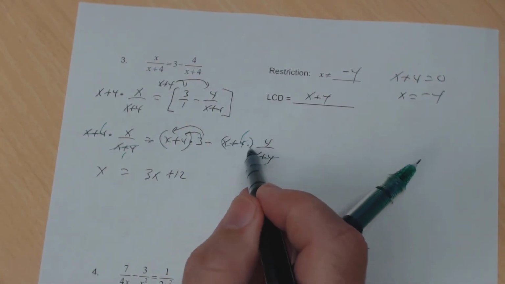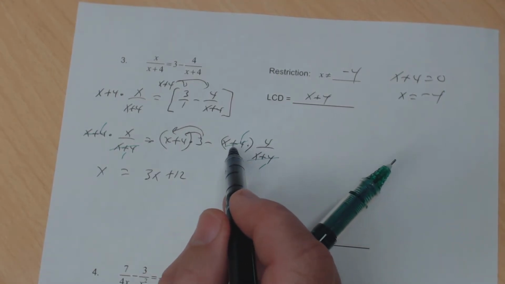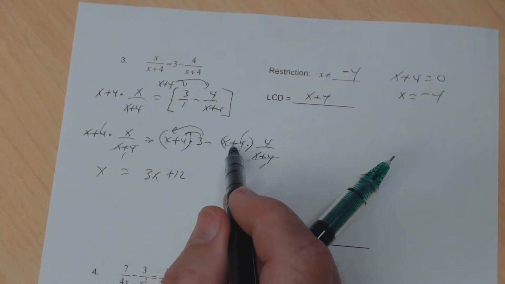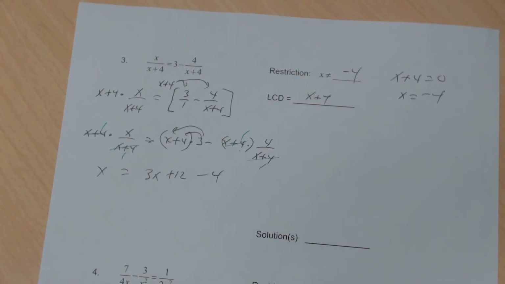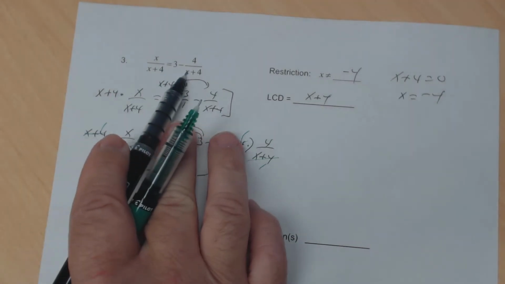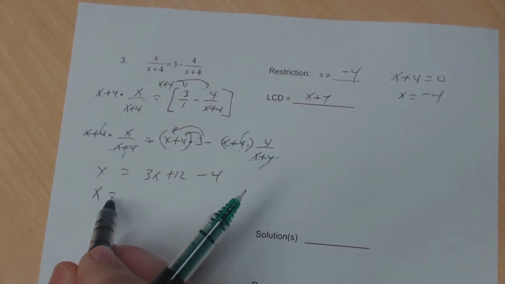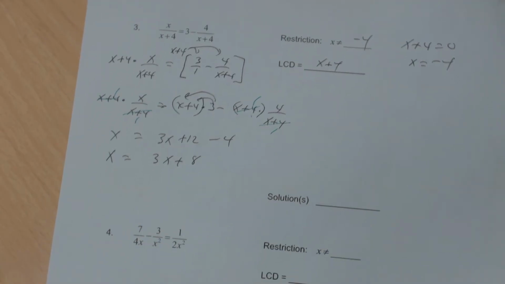So you may want to put this in parentheses because you're subtracting x plus 4 times 4. So that should have been in parentheses. And then these divide out, so you get minus 1 times 4, which is 4. Alright, so again, I went from a rational equation to a linear equation. So combined like terms, that's going to be 3x plus 8.